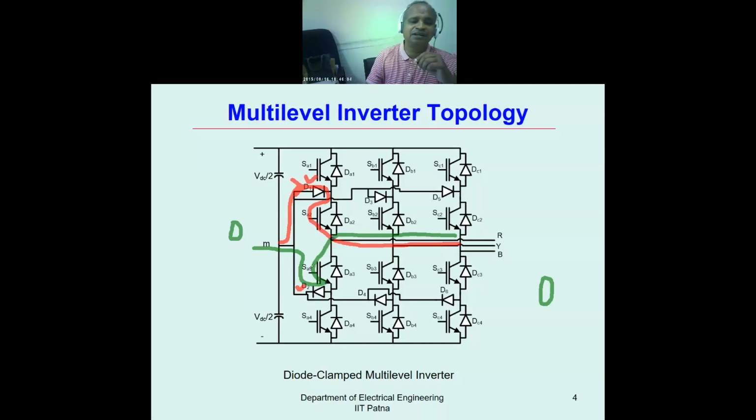So that is what you get in this multi-level inverter: when the upper two switches are on, you get plus VDC by 2. When the lower two switches are on, you get minus VDC by 2. When either diode clamps, whether for positive or negative current, any of the diodes conducts, and you get zero voltage. And that is how this is a three-level inverter.